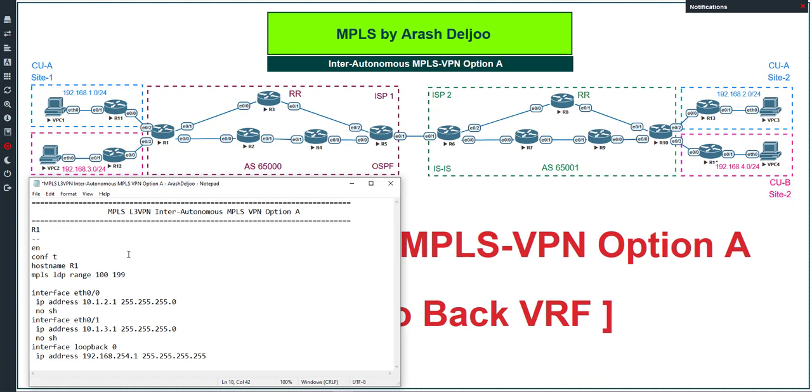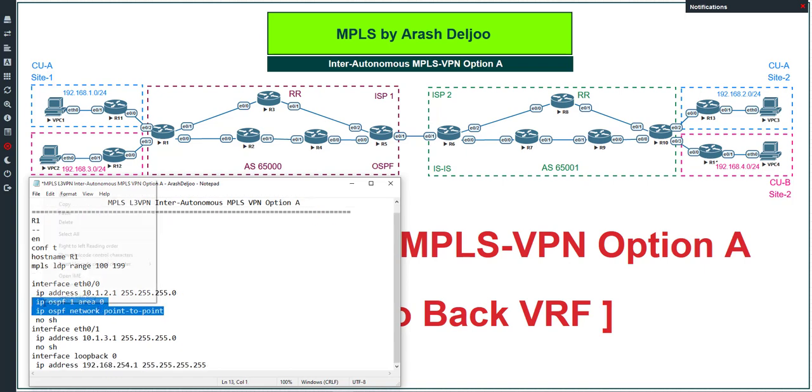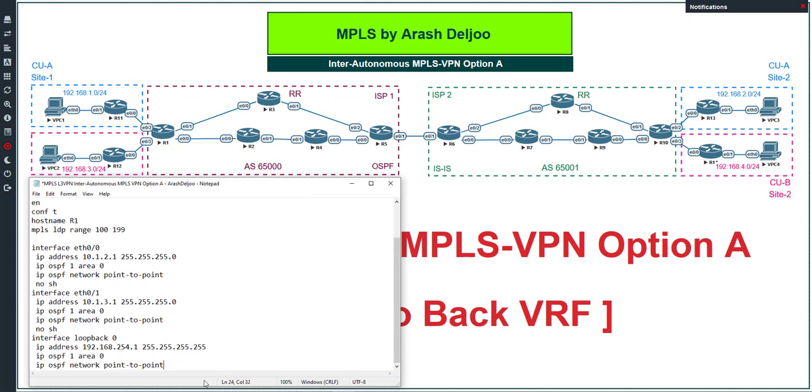Also, you know that here we have OSPF as the IGP routing protocol. Because of that, let me enable OSPF on eth0/0: ip ospf 1 area 0, and then ip ospf network point-to-point. Then we can copy this part of the configuration on the router 1 eth0/1, and after that on interface loopback 0, ip ospf 1 area 0, and we don't need ip ospf network point-to-point. This is the configuration of OSPF.